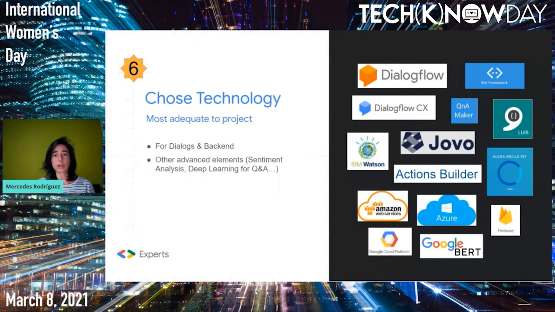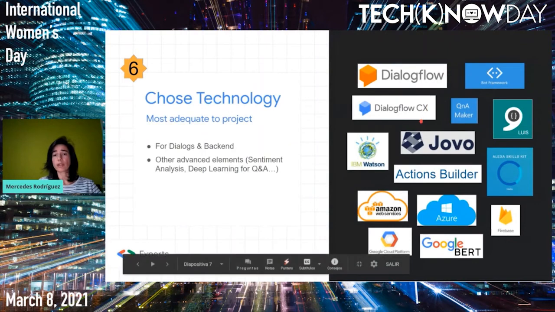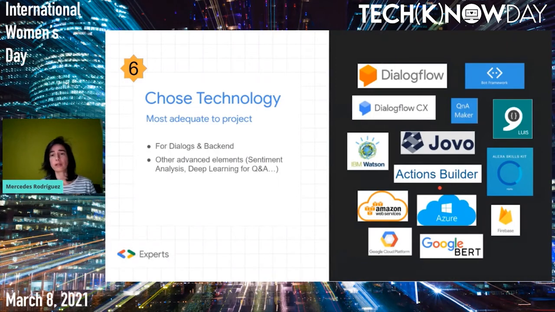In relation to the dialogues, sometimes we know that we are going to develop for different platforms. For example, if we are going to develop an action for Google Assistant, we could use Dialogflow CX or Actions Builder. Those are the proprietary tools of Google. And if we want to develop a skill for Alexa, we can use Amazon's tools.